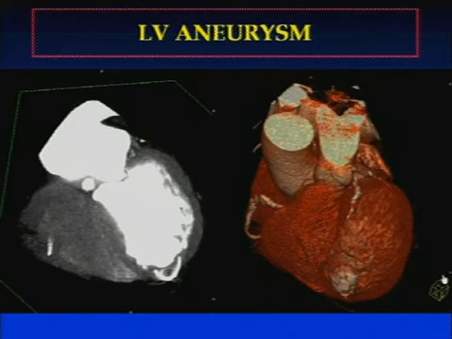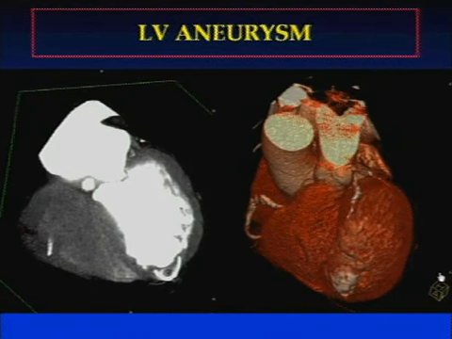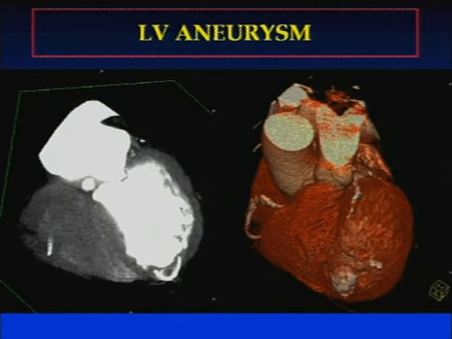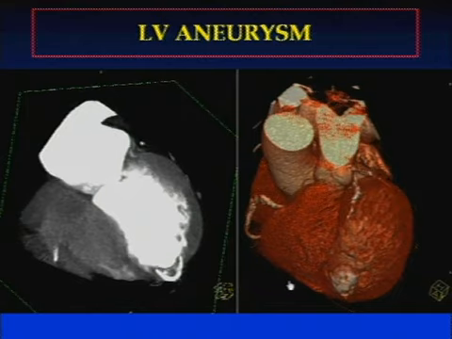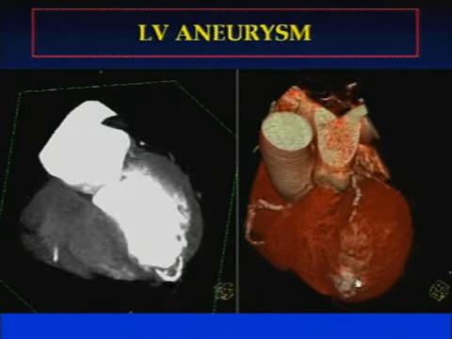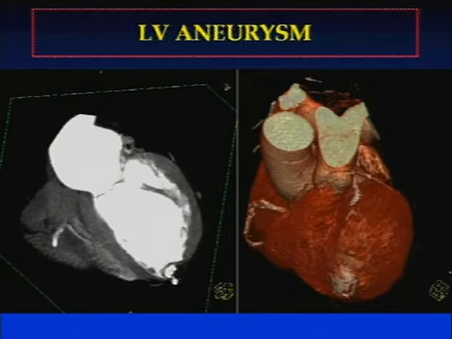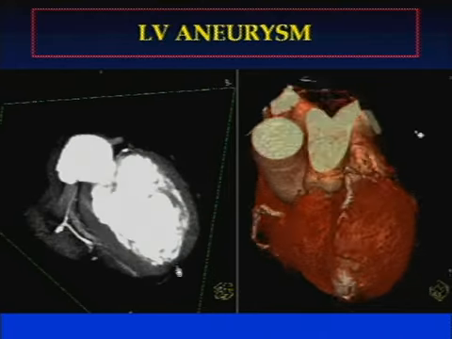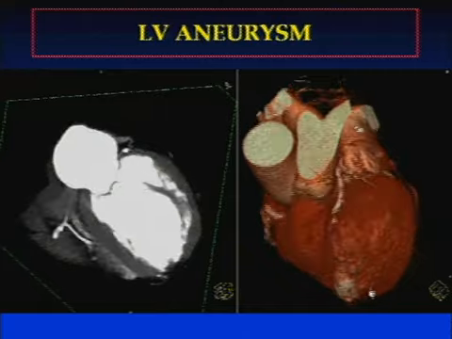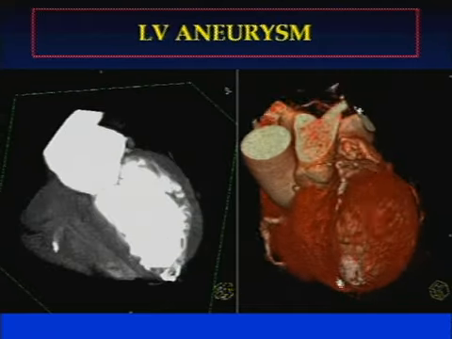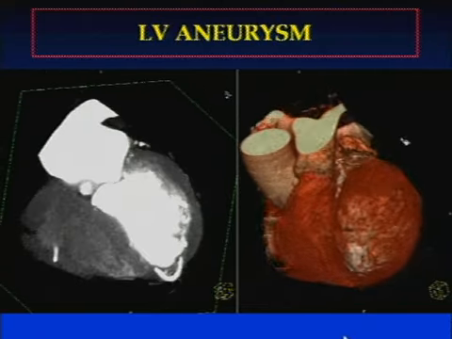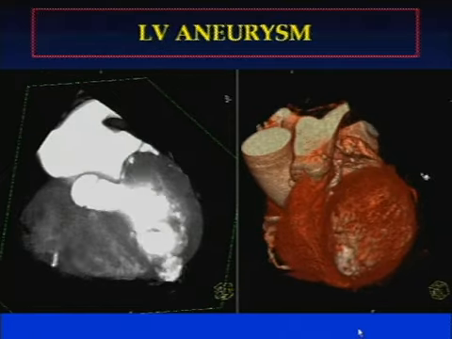But just to show you in terms of imaging other things besides the coronary arteries, it's always important to look at the rest of the heart when you're doing coronary artery imaging. So this patient had a large left ventricular aneurysm. You can see the aneurysm down here at the apex. You can see the abnormal contractility of the apex of the heart, this dyskinesis down here at the bottom of the heart.